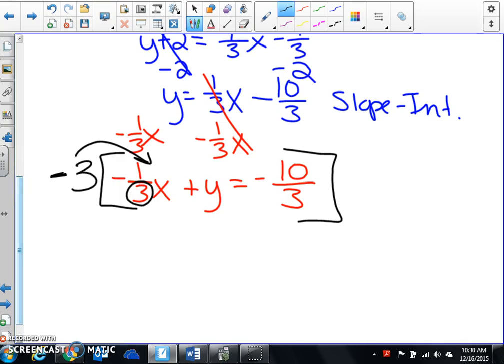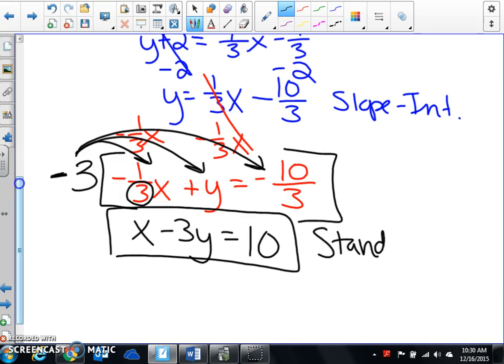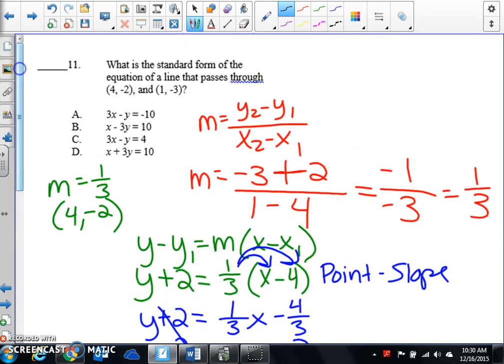Negative and a negative is a positive. 3 times 1/3 is just 1x, or just x. Negative 3 times y is negative 3y. And then a negative and a negative is a positive. My 3 goes away, leaving me with 10. This is now in standard. I have no fractions and a is positive. So x minus 3y equals 10. x minus 3y equals b.